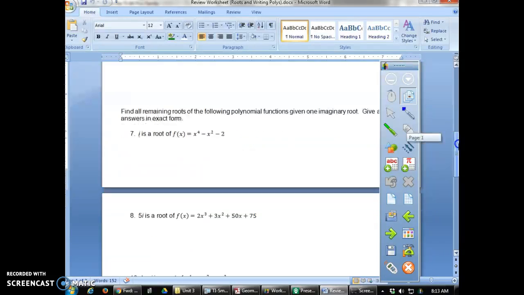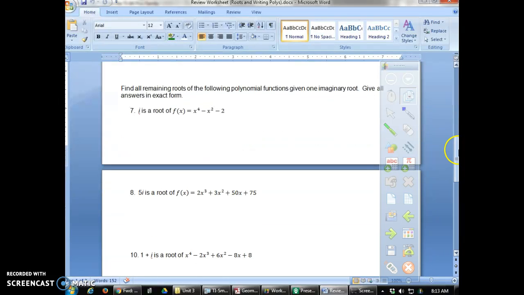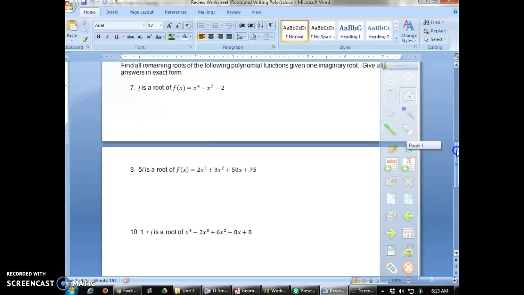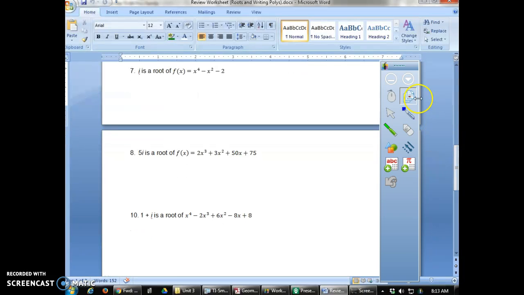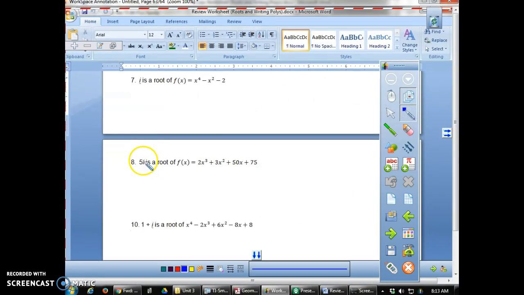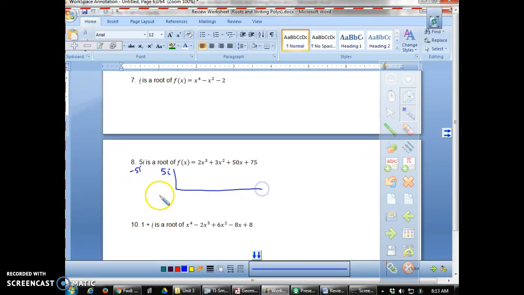I'm pretty sure I did 7 with you yesterday to set that up. So let's look at 8. Okay, so if I'm doing number 8, I know if 5i is a root, so is -5i. And I'm going to have to use synthetic division. So I'm going to stack these on top. So I have a 2, 3, 50, and 75. Okay, so why don't you pause it and try to do this on your own and then check back in just a second.